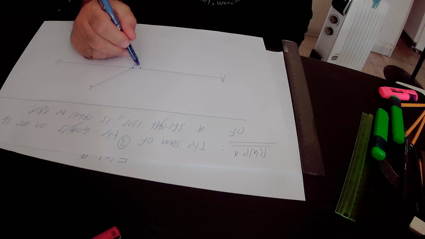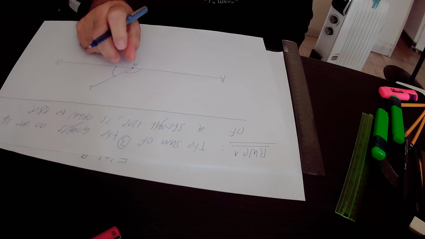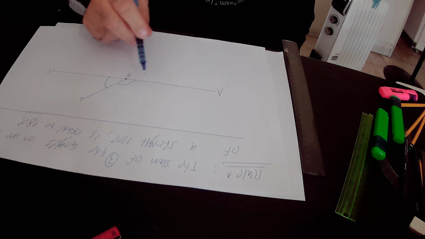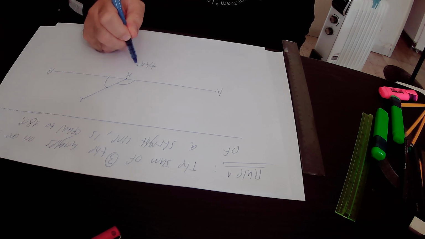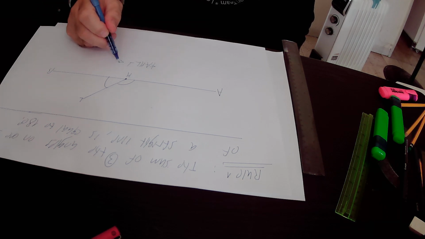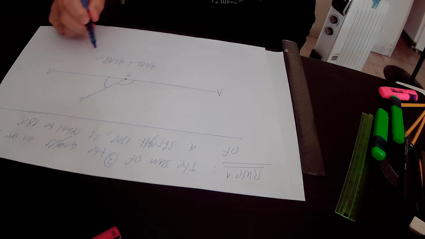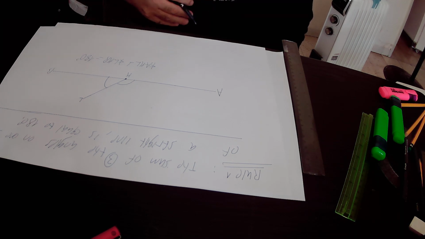That is to say, this angle plus this angle, in total, the sum of those two angles must be equal to 180 degrees. This angle is angle AKL, plus this angle is angle LKB. In total, the sum of those two angles must be equal to 180 degrees according to this rule, rule number 1.